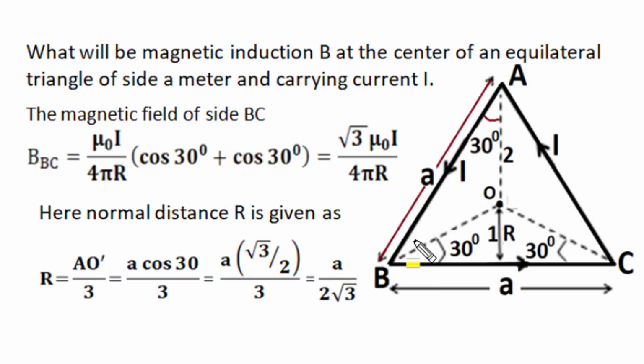Today we will start application of Biot Savart Law with this example where we have to find out the resultant magnetic field flux density or magnetic induction at the center point of an equilateral triangle of side A and carrying I current, forming a closed enclosure around this observation point.